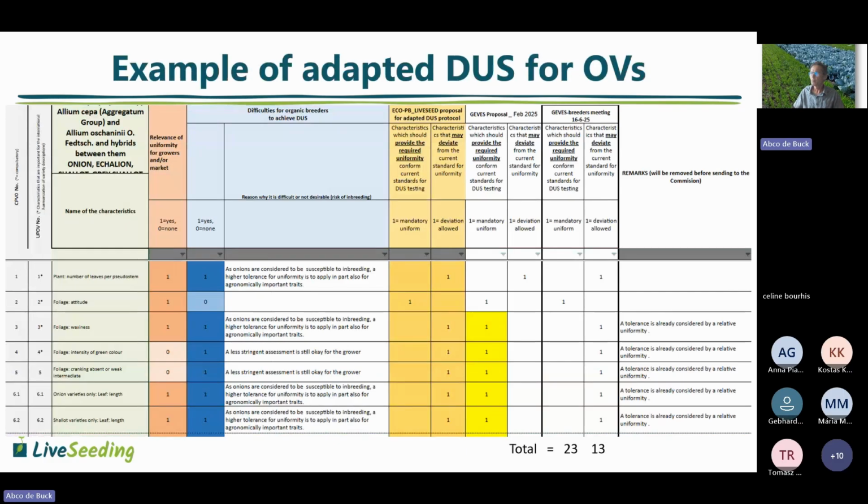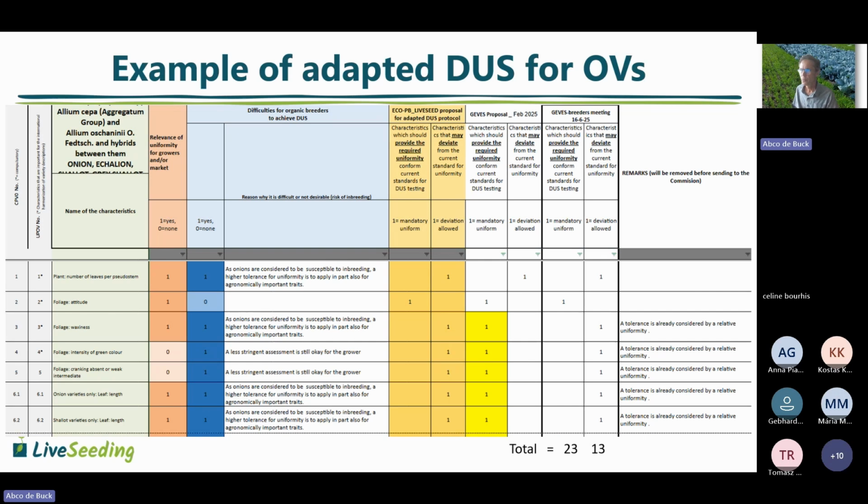Here is an example of adapted DUS for organic varieties, in this case the case of onion. It was discussed a few weeks ago with CFS. Onion is a rather difficult crop to get uniform. Here on the left-hand side, we see all the CPVO characteristics. And in the red column, it says if it is relevant for growers and or for the market. If yes, it is a 1. If it is not important, it is a 0.